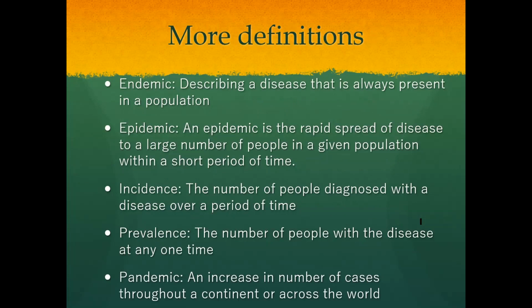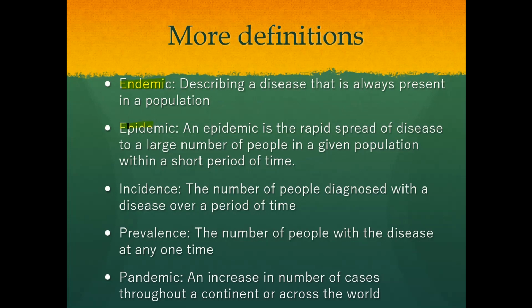Besides these, you need to know a few terms. For example, endemic. Endemic is a disease that is always present in a population, right? For example, cholera. If it's an underdeveloped country where the sewage system is not working well, there are chances that there will be regular cases of cholera there. Or for example, chickenpox, or measles. These are always present in a population.